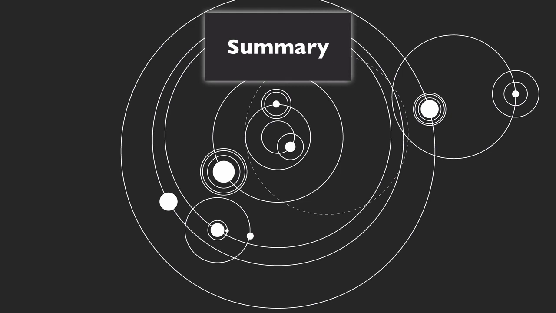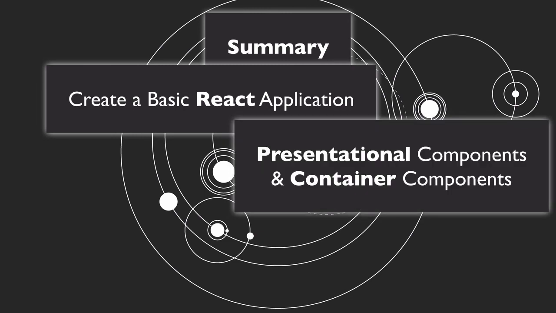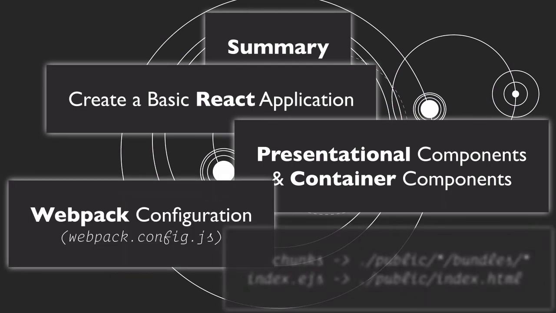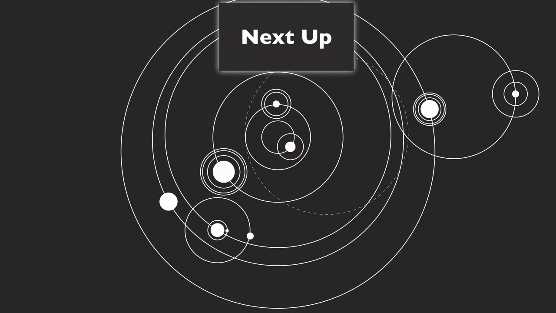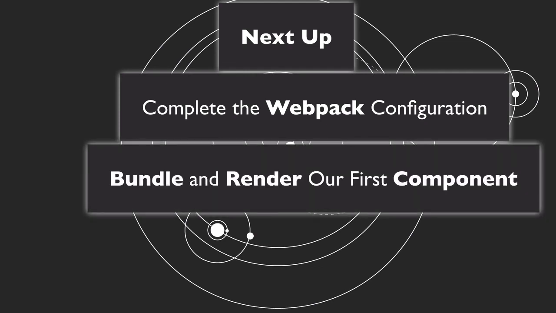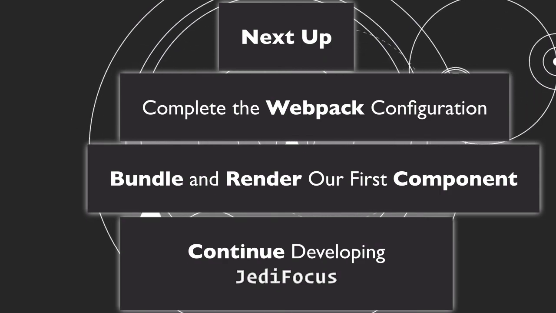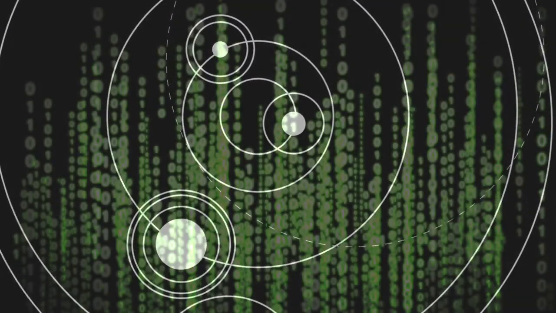To sum up, in this episode you have learned how you can create a really basic React.js application, and in the meantime we also discussed container components, presentational components, and how they differ from each other. We also configured webpack to bundle our static assets and deploy them under our public folder. In the next episode, we'll continue from where we left off and finish our webpack configuration, bundle and render our first React component, and then step by step gradually continue and convert this Hello World sample dummy application into an actual web application that people can use.